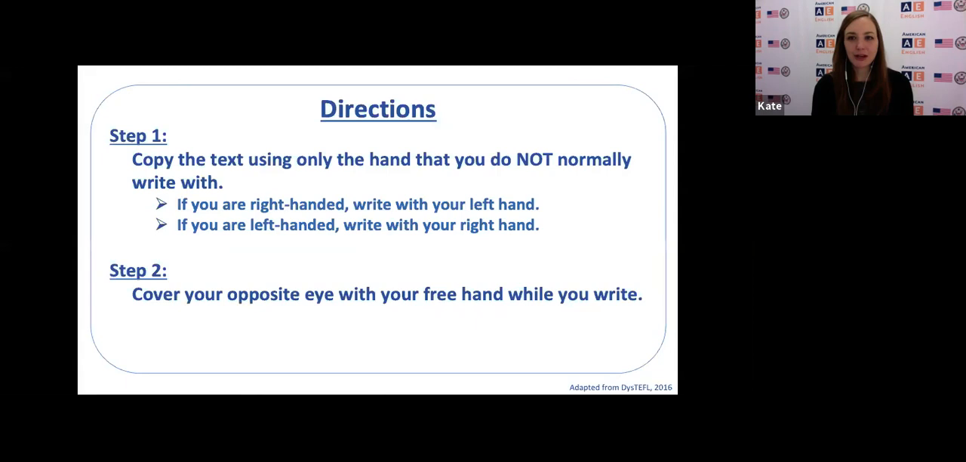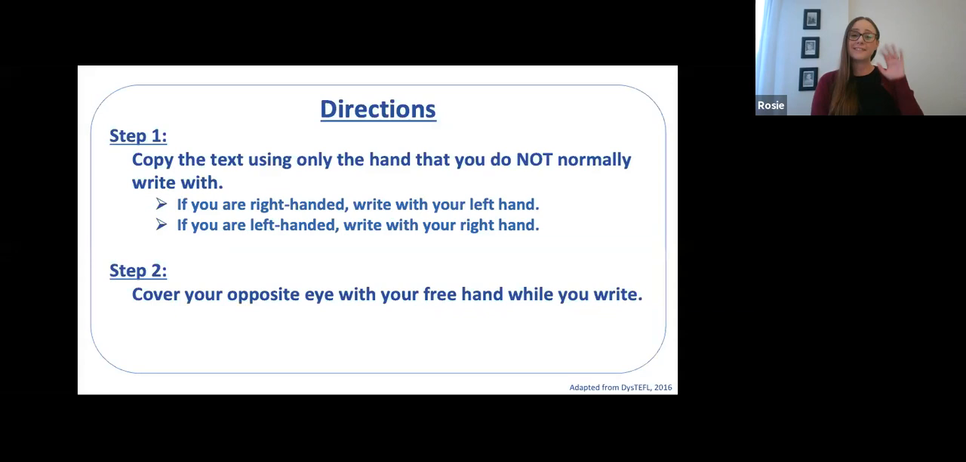If you are left-handed like me, which is a very small population of the world, you're going to write with your right hand. And if you're right-handed, you're going to write with your left hand. That's step number one. Step number two: remember, if you're left-handed, you'll be writing with your right hand. With the other hand that's free, you're going to cover your opposite eye. So you'll be looking like this. Does that make sense?